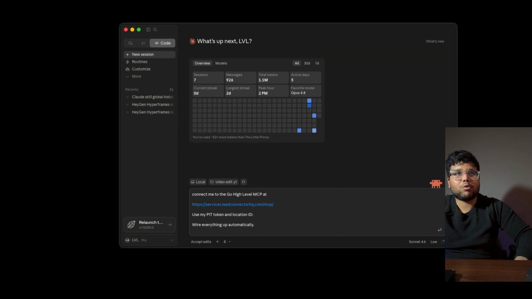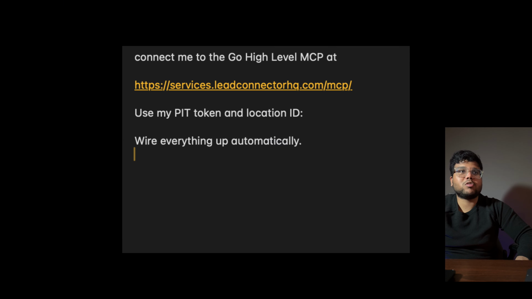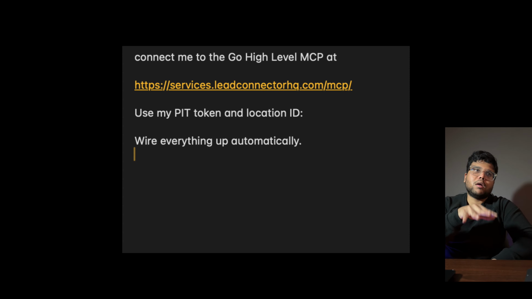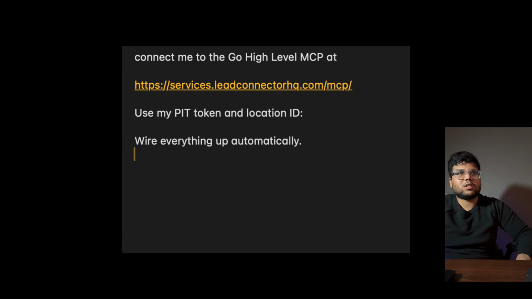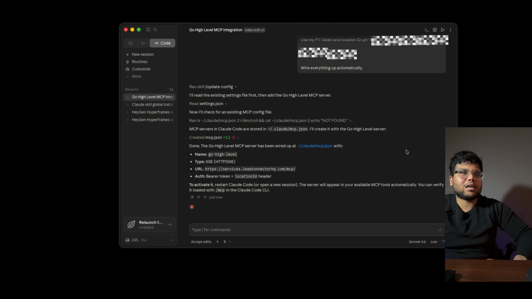This is the link. I'm going to leave that in the description below as well for you to just access it. Use my PIT token and my location ID. This is where you're going to plug in your location ID and PIT token from step 1 and step 2, and then just say wire it up automatically. Give it a few seconds and that's it. Boom, step number 4, it's done.